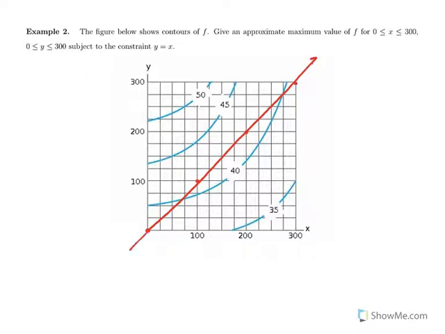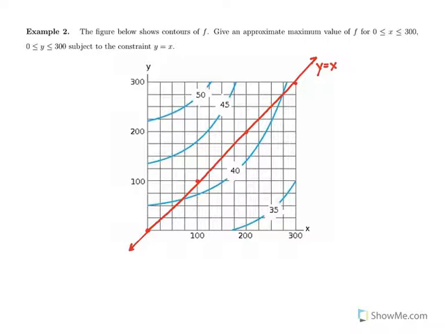So this is our line y equals x. And what we want to do is find a contour that is tangent to that curve, y equals x. Note that none of the curves that we are given, 35, 40, 45, 50, are tangent to that curve. So our answer is going to be a contour in between. We can see it's going to be somewhere between 40 and 45.